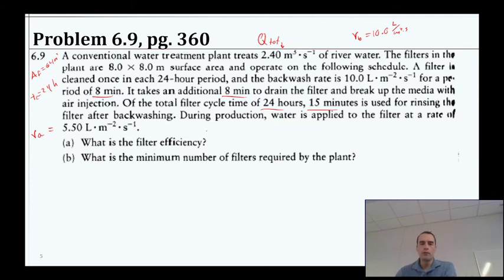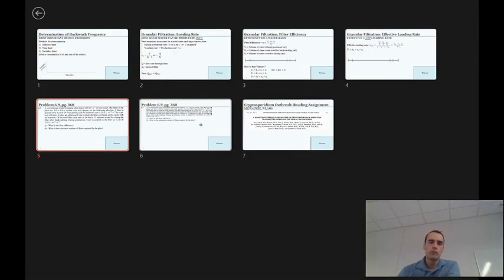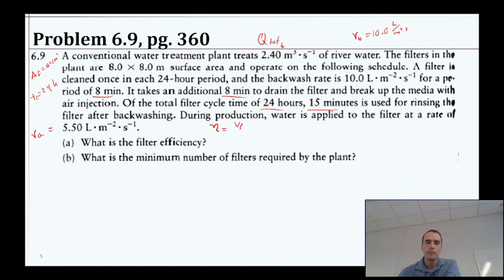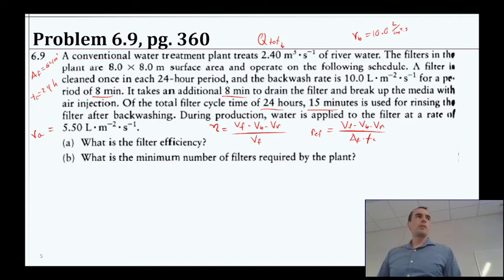And then the filter efficiency equation was simply the volume filtered minus the volume backwashed minus the volume rinsed, divided by the volume filtered. Whereas the effective loading rate that we'll need in the next part is, again, volume filtered minus other volumes used, divided by the area times total cycle time. Okay, so take a few minutes and see if you can get a good approach to that.